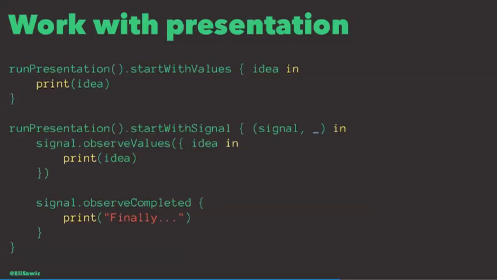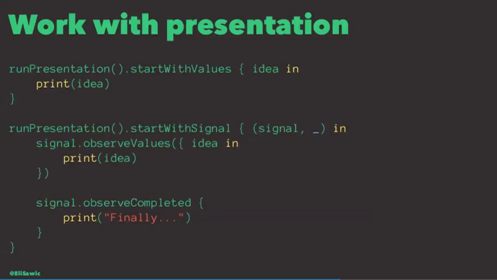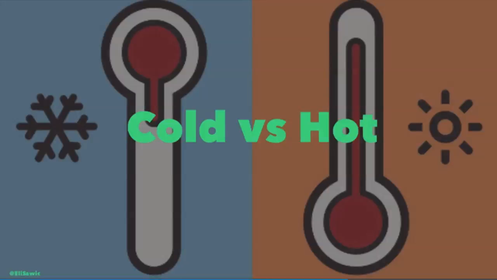And what's important here is that every time I call start with values or start with signal, this job will be performed again and again. And when we did that with a basic signal, when we called observe values, nothing really happened. We just got the same values that anybody did. And in this case, these could be very different values. And that's the basic difference between cold signals, cold streams, and hot streams.